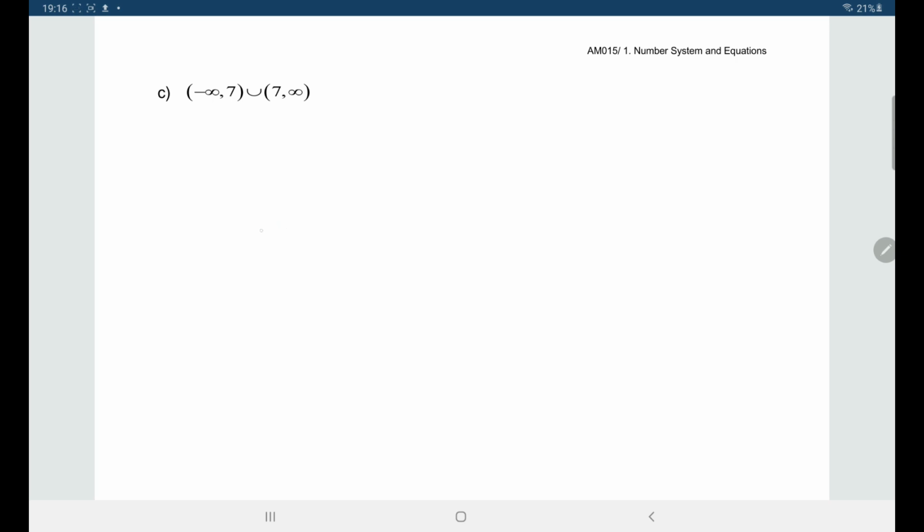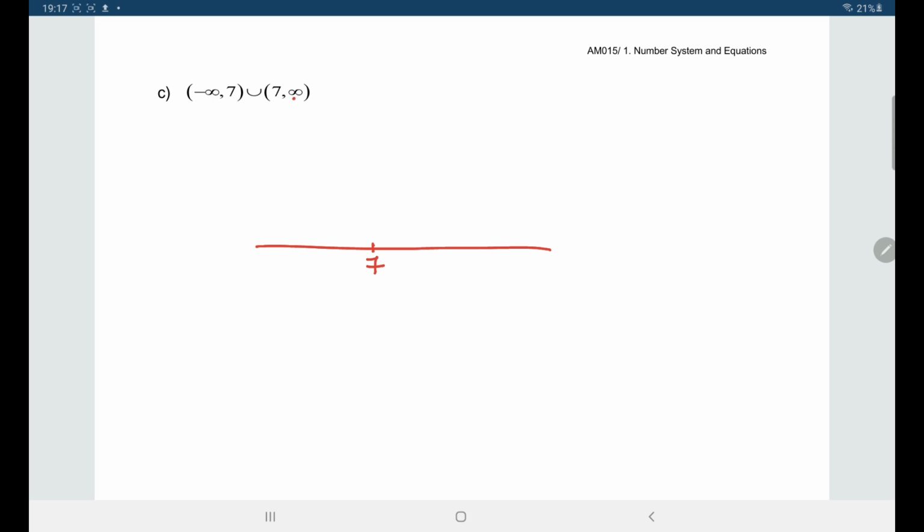For example, for C, infinite interval -infinity to 7 union infinite interval 7 to infinity. So first step, draw the number line, mark the number line using the end values of the intervals according to their values. From both intervals, the smaller value to higher values are -infinity, 7 and +infinity.